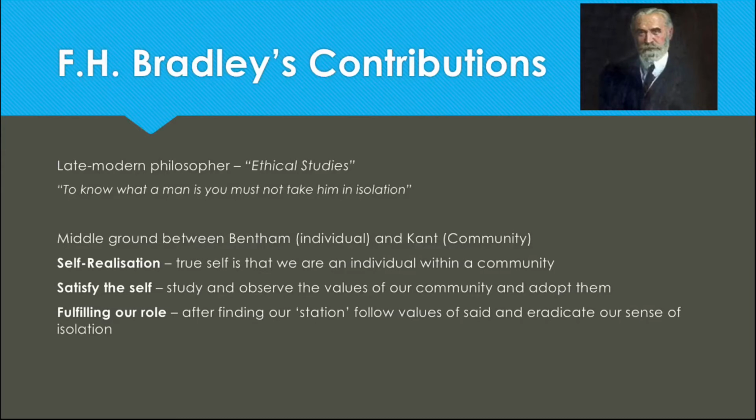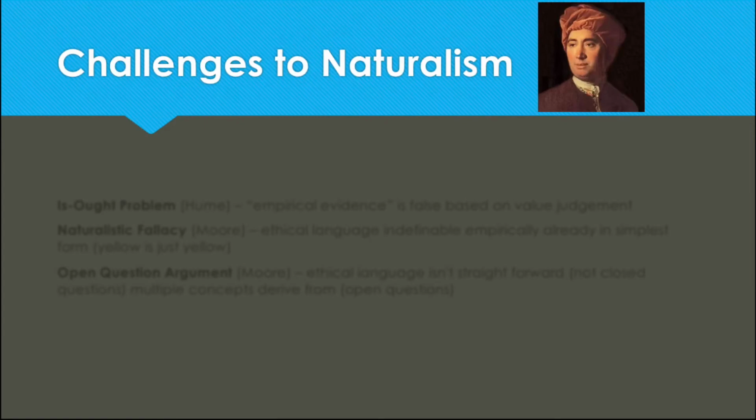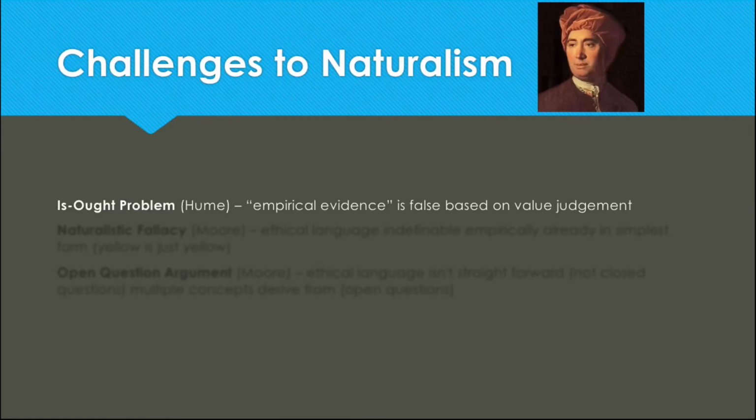And so by fulfilling our role, by finding our station and following the values of said station, we eradicate our sense of isolation. Now for challenges to naturalism, you've got good old Hume with the is-ought problem, which basically states that empirical evidence isn't really empirical, nor is it evidence, as it's based on a value judgment. So if you take the proposition murder is bad, you're judging that on your value that you don't want people to die, and therefore the empirical evidence used isn't actually in the real world, and therefore you can reject naturalism.